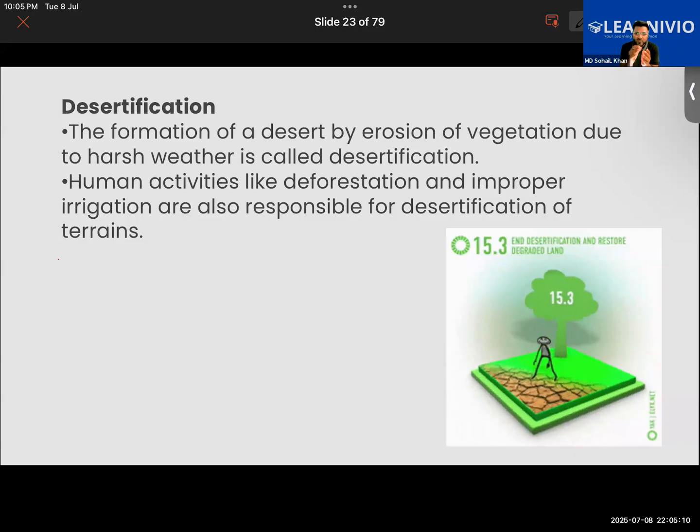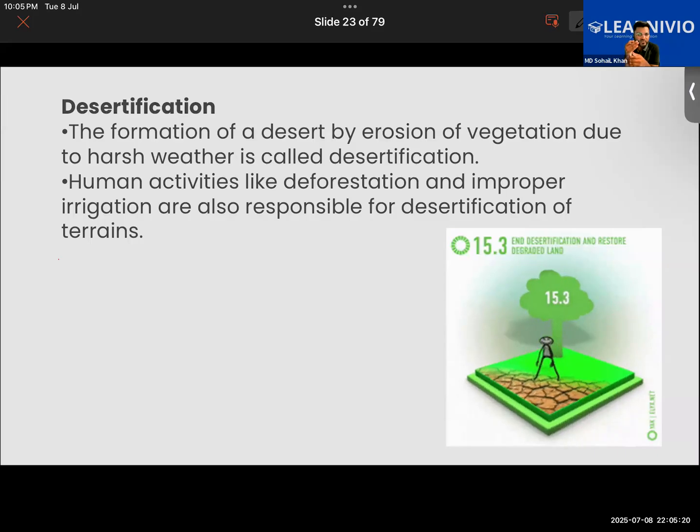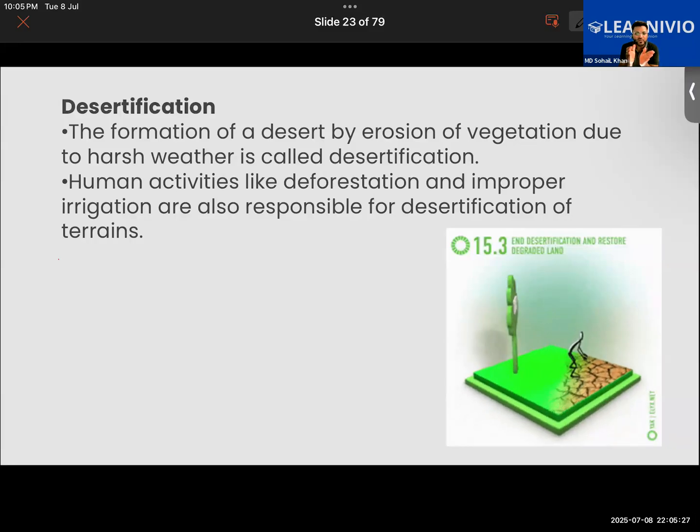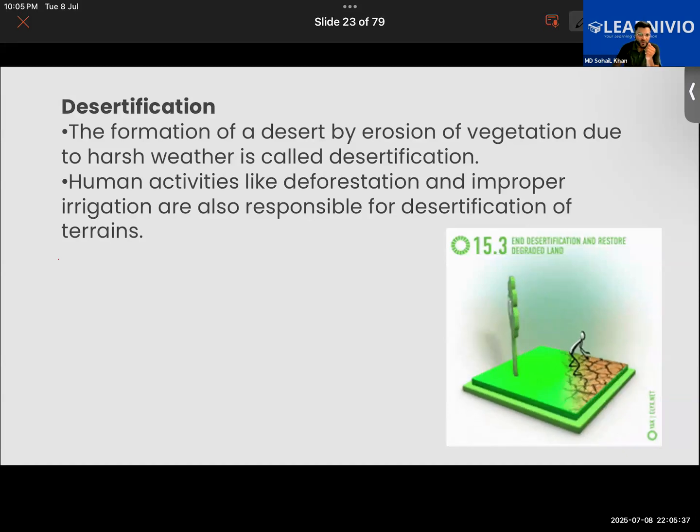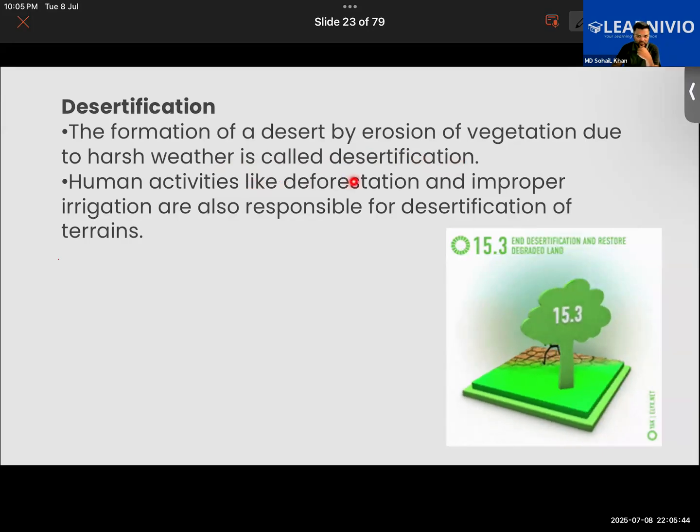Now it does not convert into desert in a few months or in just one or two years. It's an ongoing process. It takes several years. It can take up to a decade or more. So the process of conversion, in simple words: the conversion of once fertile land into a desert is called desertification. The formation of a desert by erosion of vegetation due to harsh weather is called desertification.